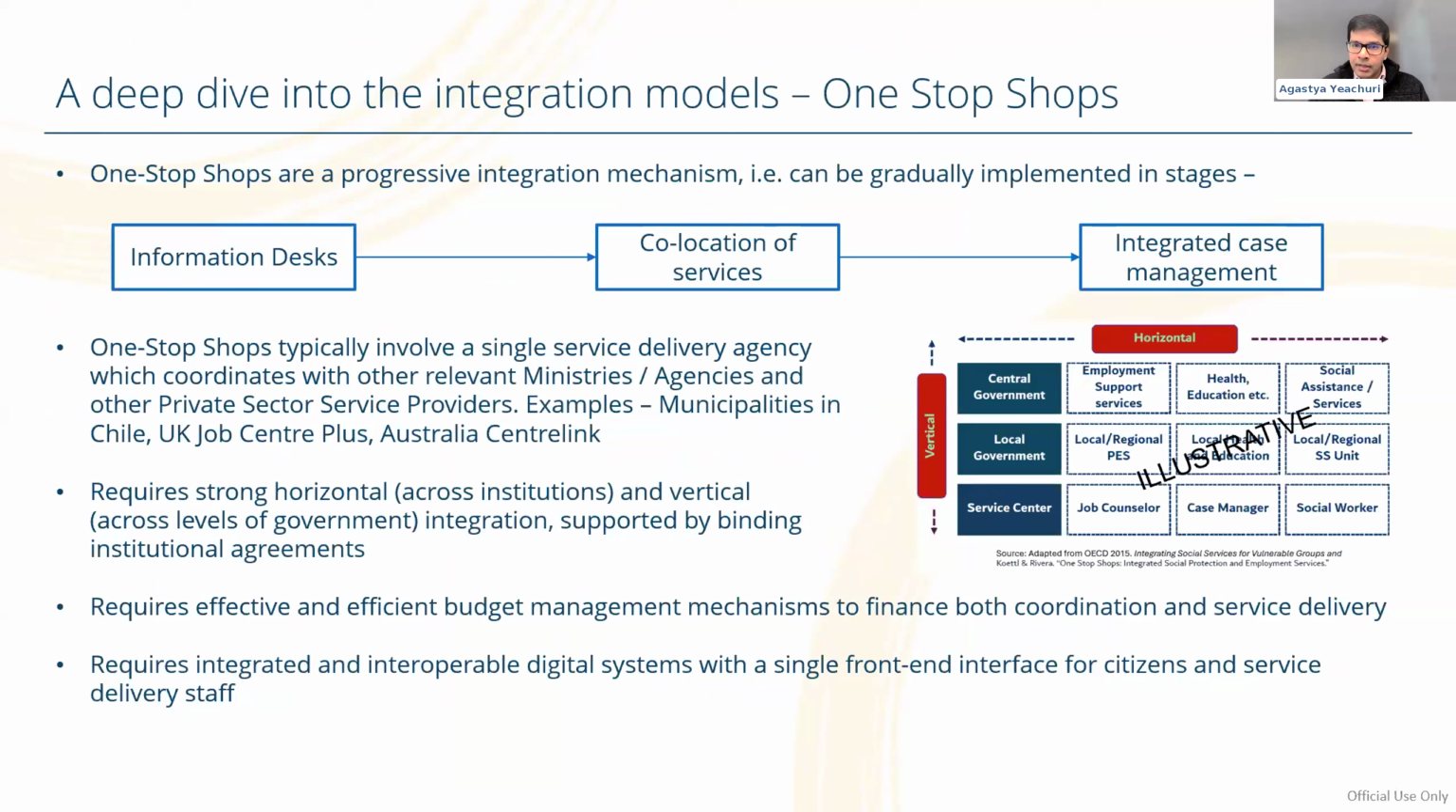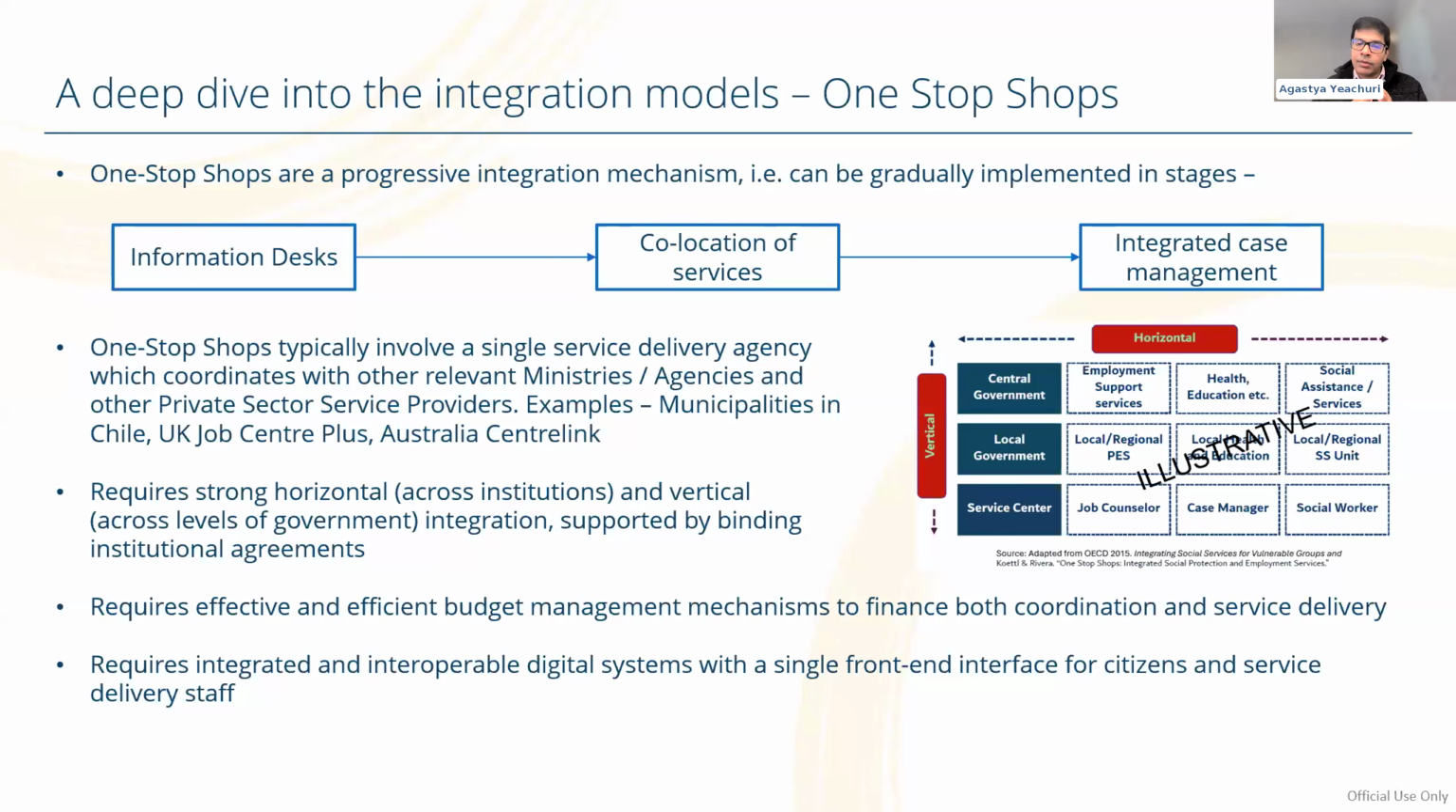So looking at the models in a little bit more detail, on the one-stop shops, these are a progressive integration mechanism. They can gradually be implemented in stages, where you start with simple information desks, then co-located services, and then transition to fully integrated case management. And there is typically one agency or organization that is responsible for the front-end service delivery as well as coordination between all the participating agencies which are delivering services through this one-stop shop mechanism.